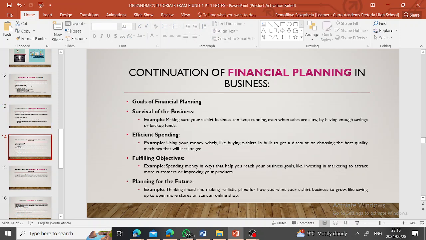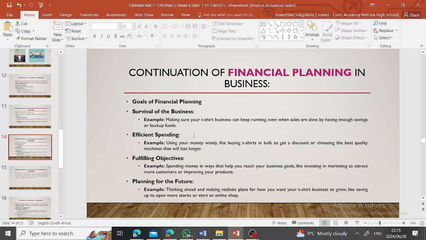So what are the goals of financial planning? The survival of the business. Another example is to make sure that your t-shirt business can keep running even when sales are slow by having enough savings or backup funds.